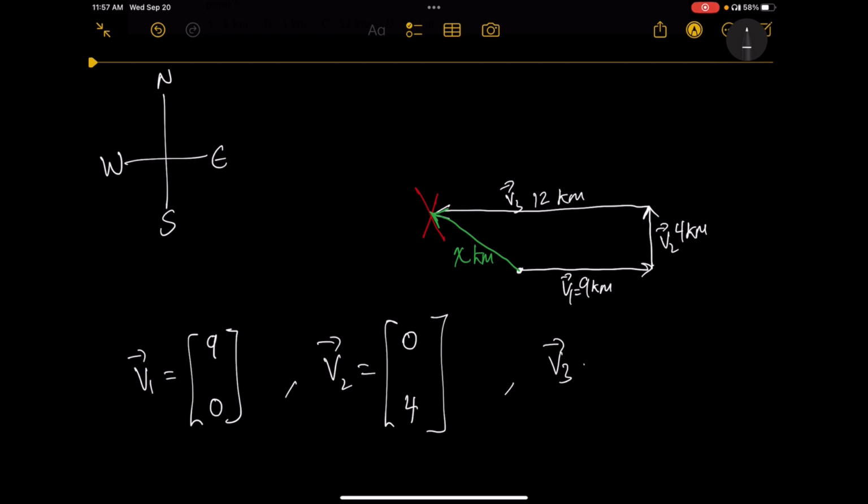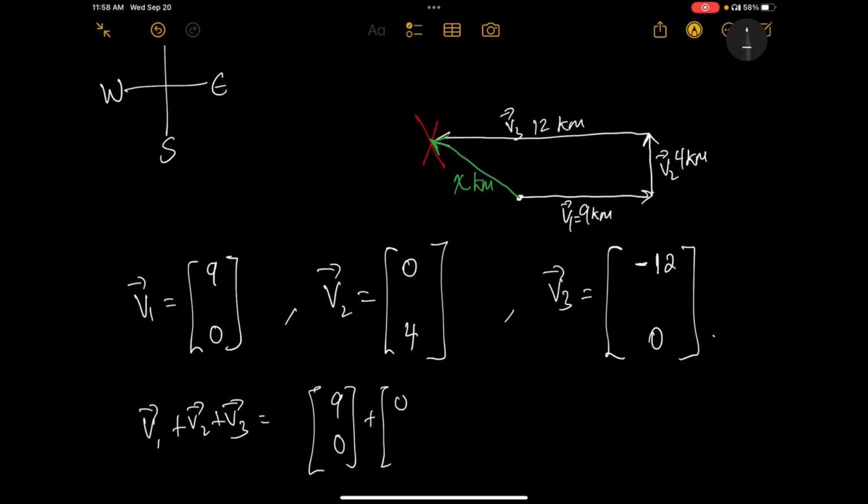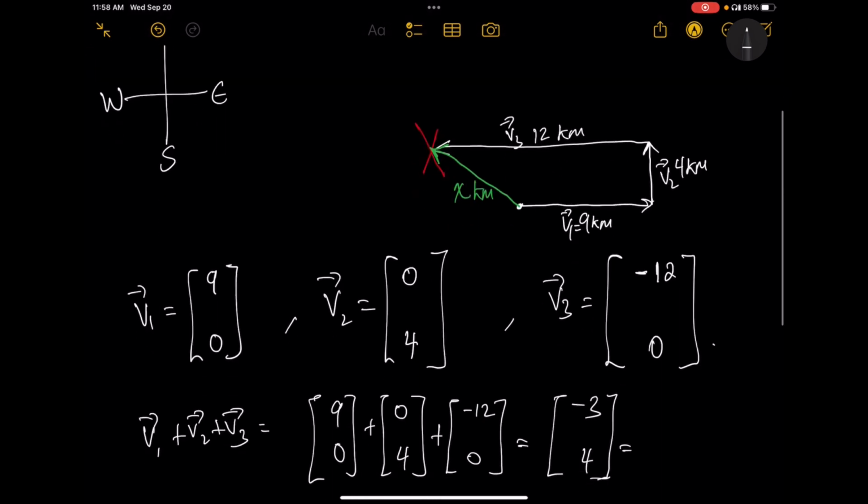Then v3 along the x axis went to the left, right? So negative 12 kilometers, and along the y axis 0. Okay, so we need to find the resultant: v1 plus v2 plus v3, which would be the vector (9, 0) plus the vector (0, 4) plus the vector (negative 12, 0). Okay, so this would be (negative 3, 4).